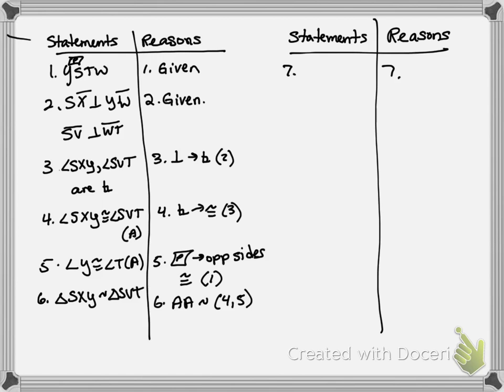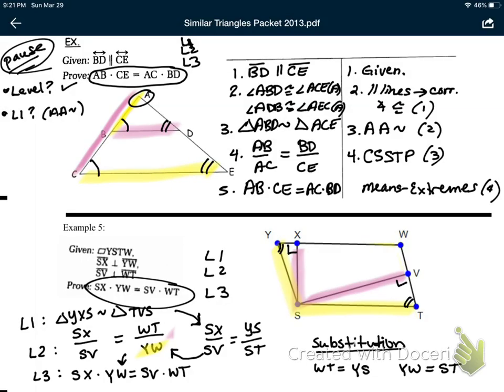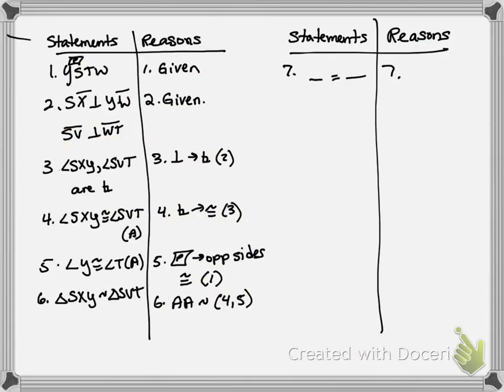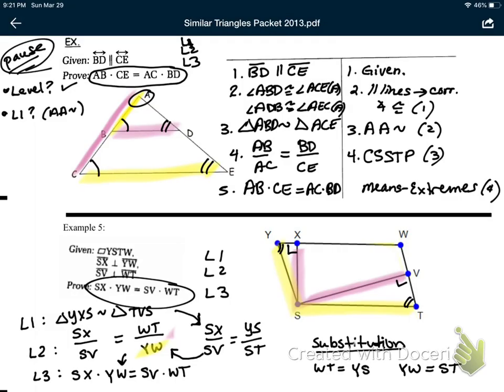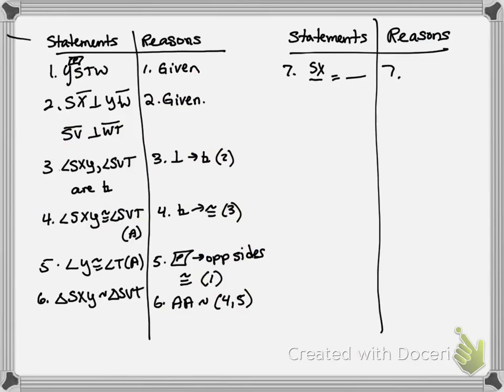Now we're going to start with the cross product that follows directly from the AA. So let's see what that looks like. So that one was SX over SV equals YS over ST. Oh goodness, I forget so easily. SX over SV equals YS over ST. These are actually sides in the triangle itself. Okay, so that is CSSTP on line 6.